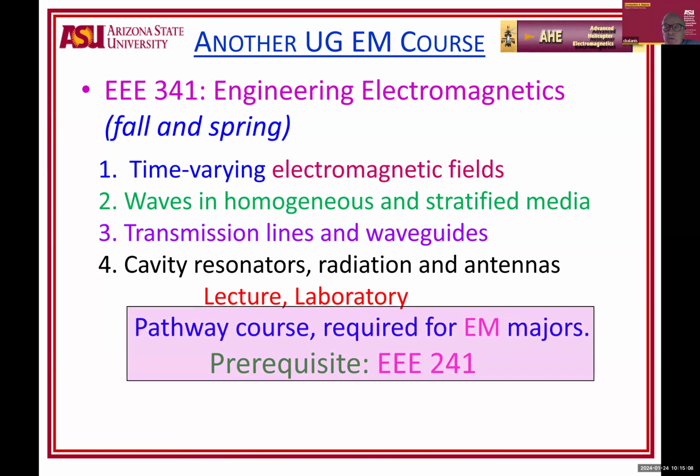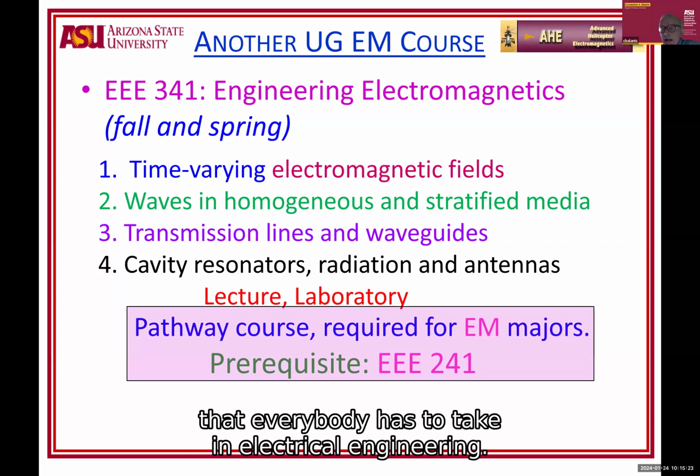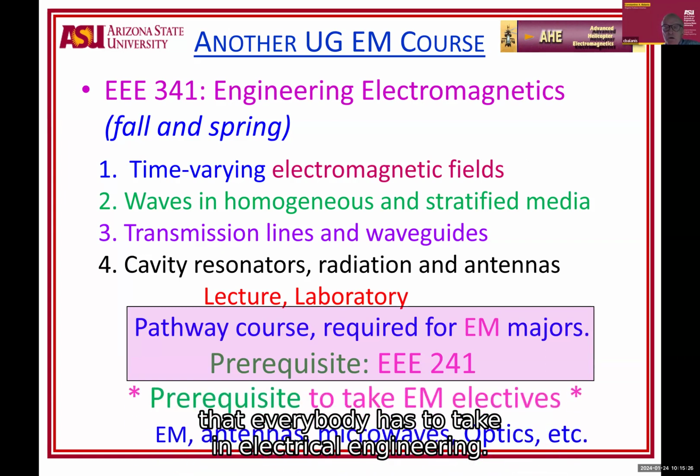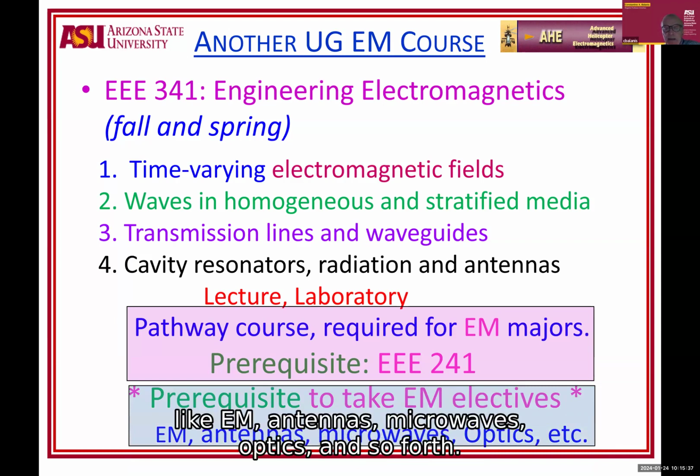elective courses, and I'll show you some of those courses in electromagnetics, like antennas, microwaves, and so forth. And of course, the prerequisite to this one is 241 that everybody has to take in electrical engineering. So again, for emphasis, EEE 341 is prerequisite to take EM electives like EM, antennas, microwave, optics, and so forth.